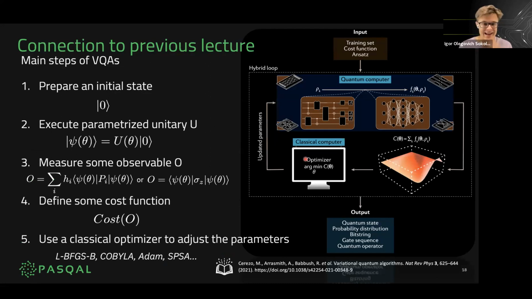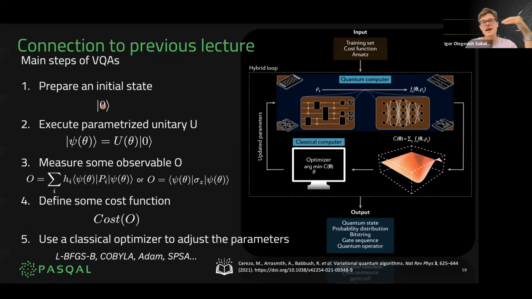As a connection to the previous lecture, you've already seen with previous speakers how we operate in variational approaches. We have prepared some initial state. Basically in chemistry, as a comparison, it was always some particular chemical zero state, sometimes a mean field state. It was just a single bit string with electrons occupying the lowest orbitals.